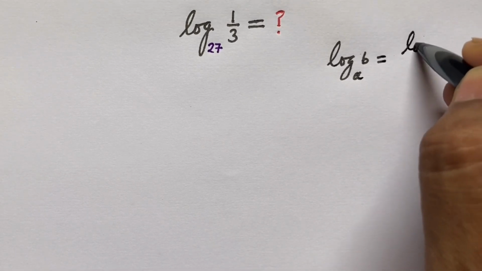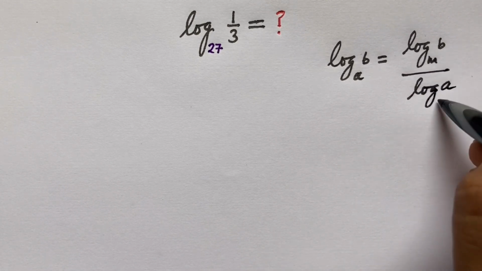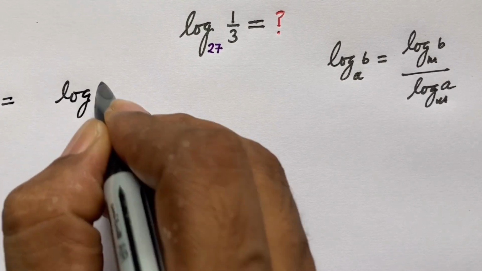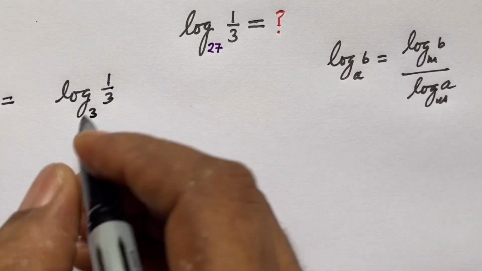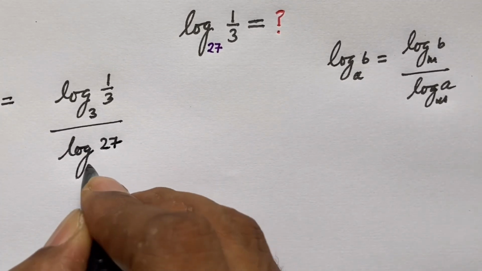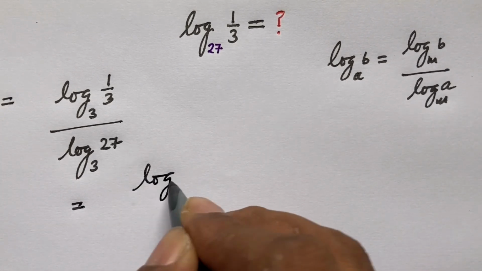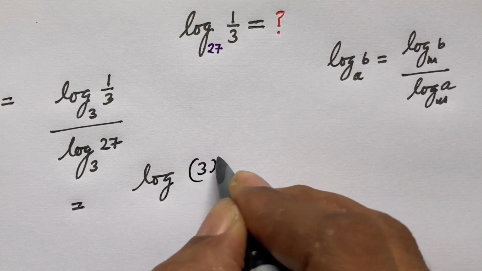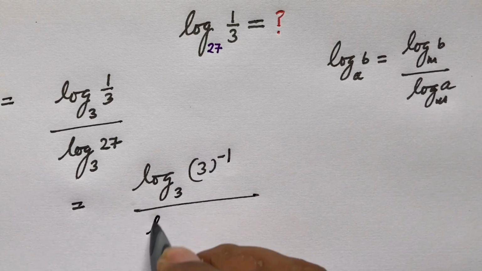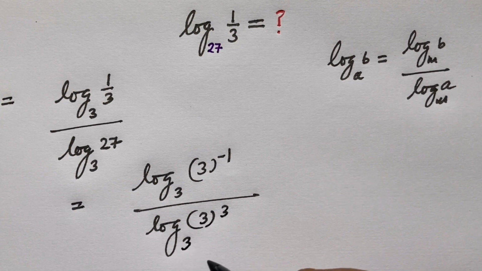log b to base a is also equal to log b base m divided by log a to base m. So this is solved to log 1/3 to base 3 divided by log 27 to the base 3. This can also be written as log of 3 to the power minus 1 to base 3 divided by log of 3 to the power 3 to base 3.